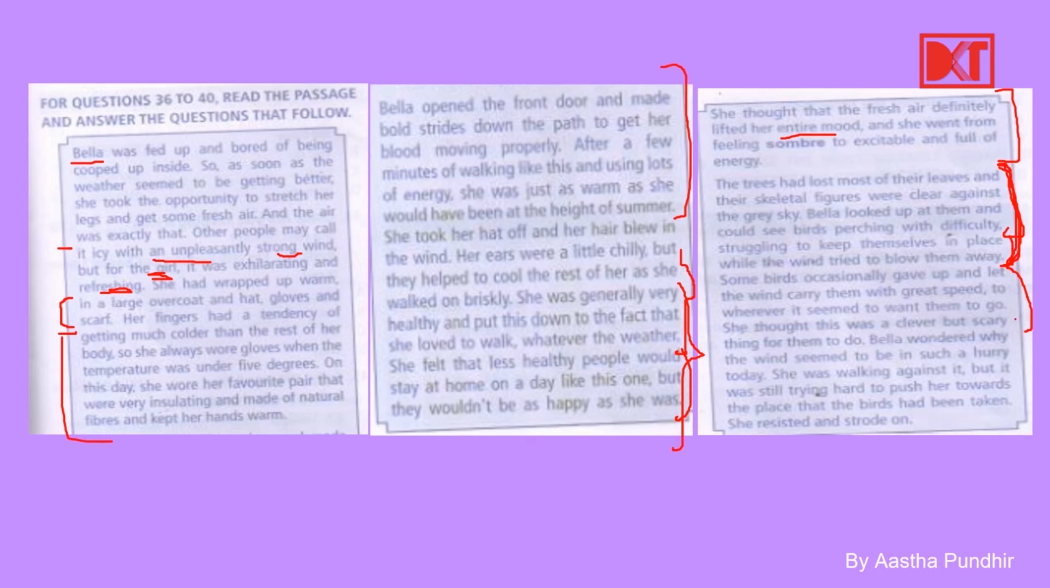Bella wondered why the wind seemed to be in such a hurry today. She was walking against it, but it was still trying hard to push her towards the place that the birds had been taken. She resisted and strode on. So now we see the wind was in the opposite direction of where Bella was walking. So she was wondering, why is the wind in such a hurry? Why is it so strong and chilly? But still she resisted and she strode on in the opposite direction of the blowing wind.